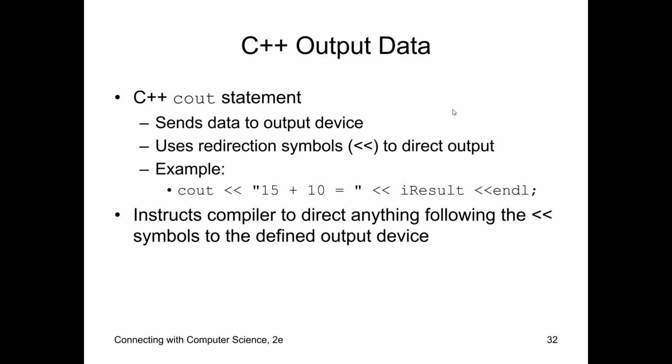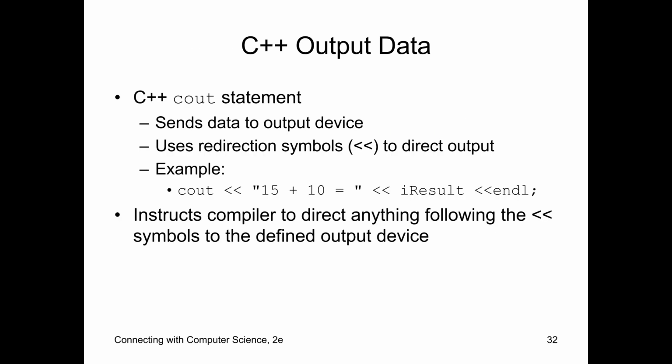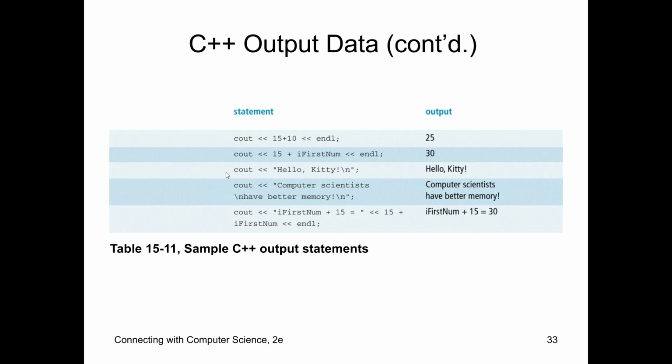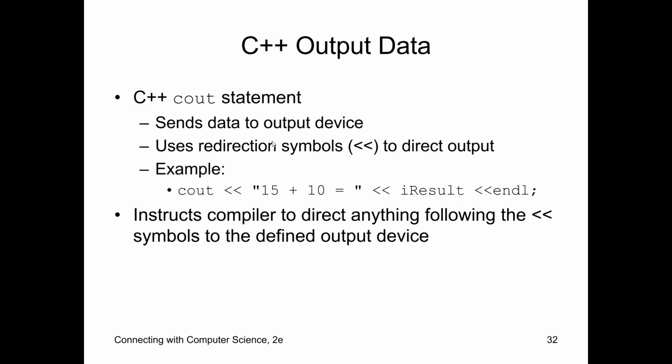Now C++ uses cout. This is where we start to see a difference between Java and C++. You look back here, you have to type System.out.println, or if you include it, you have to type println. Well, the thing about C++ is they use a lot of shortcut words. So in this case, cout, and it sends it to an output device. And you'll also notice that it uses redirect symbols, which is this right here. So instead of having to write all of this out here, System.out.println(15 + 10); you get a little bit more compact statement.